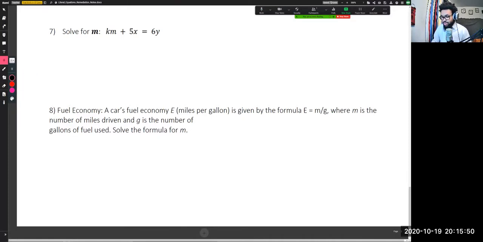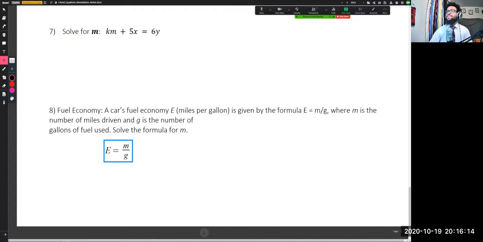E equals M over, oops, I'm not even typing. E equals M over G. I don't know how I did that. That's not right at all. Oh, it's not uppercase. E equals M over G. There we go.